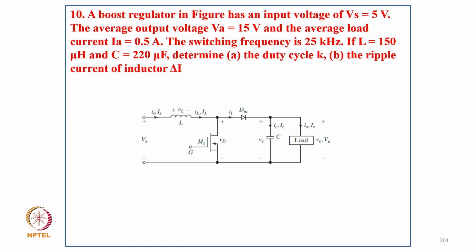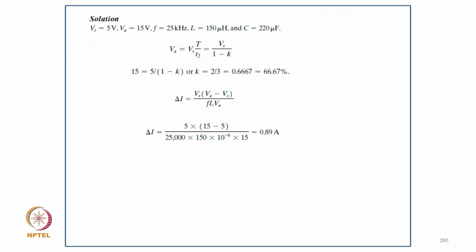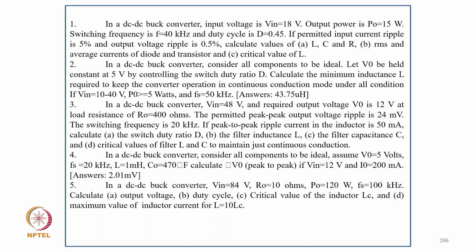So coming to problem number 10, a boost regulator in the figure has an input voltage of 5 volt, average output voltage 15 volt, and the average load current 0.5 ampere, the switching frequency 25 kHz, L equal to 150 microhenry, C equal to 220 microfarad. Determine the value of duty cycle and ripple factor in the boost converter. So Va equal to Vs upon 1 minus k, so it comes a duty cycle of 66.67%, delta I equal to Vs upon L times (Va minus Vs) upon Va fs, so delta I becomes here 0.89 ampere.